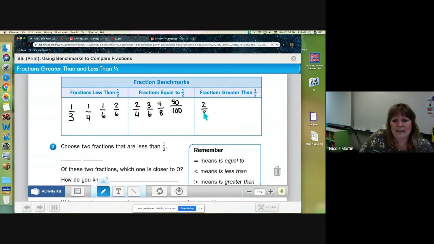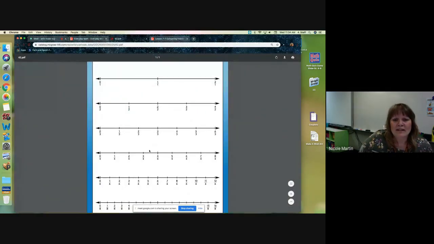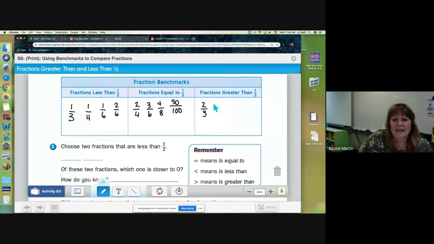2/3 is bigger than a half. Okay. Going back, let's look at fourths. 2/4 was a half, lines up with the half. So 3/4 is going to be bigger than 1/2.